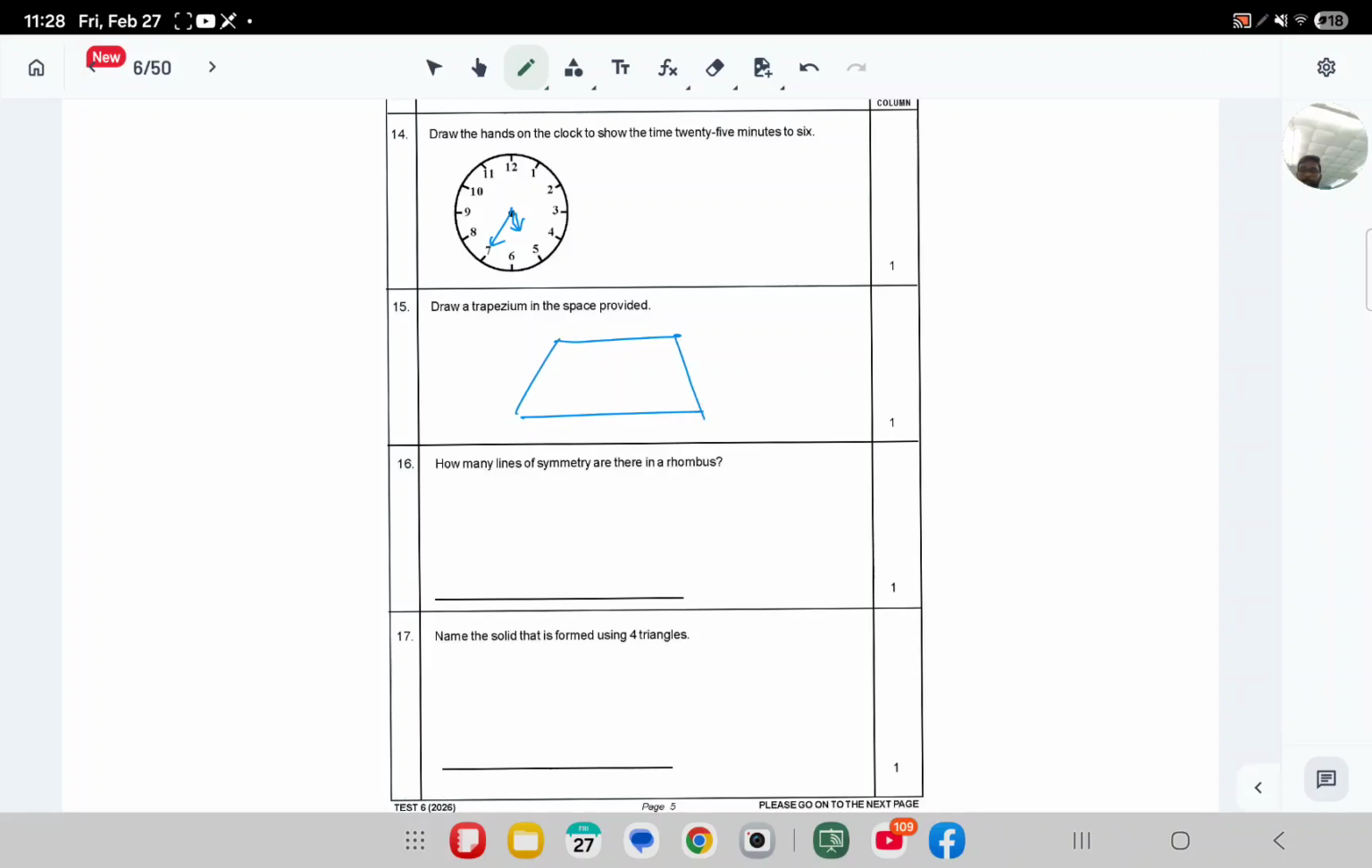Number 16, how many lines of symmetry are there in a rhombus? We know that it is 2. Number 17, name the solid that is formed using 4 triangles. 4 triangles would be a triangular base, a pyramid.